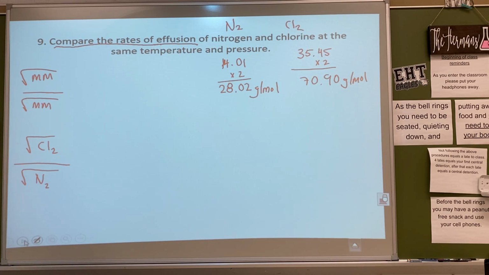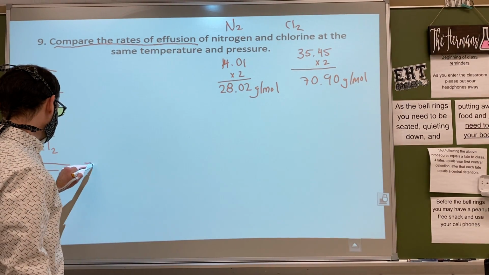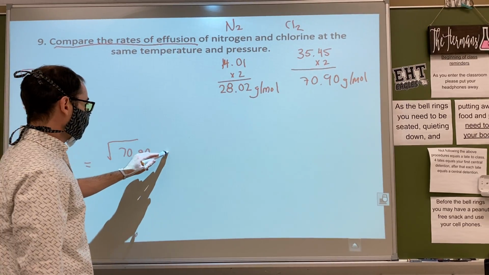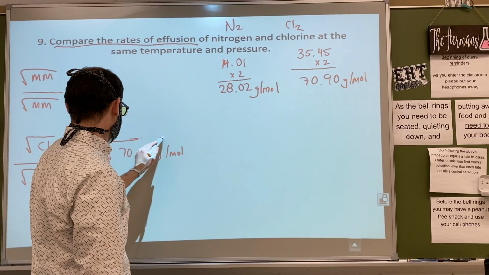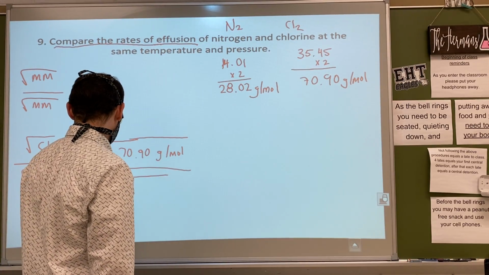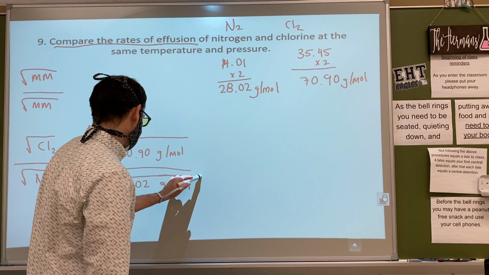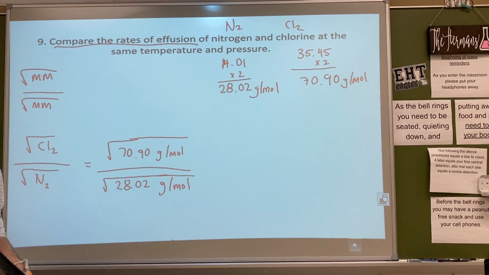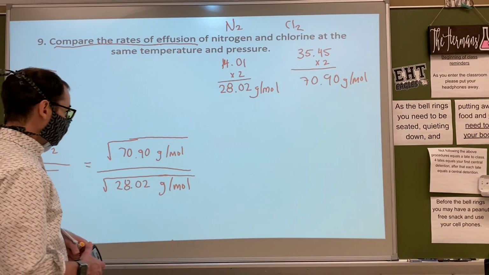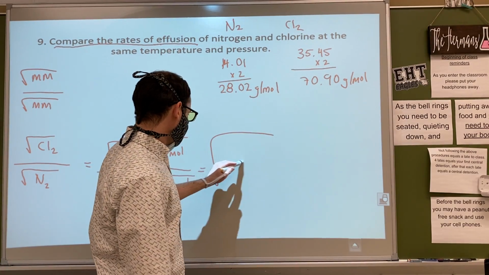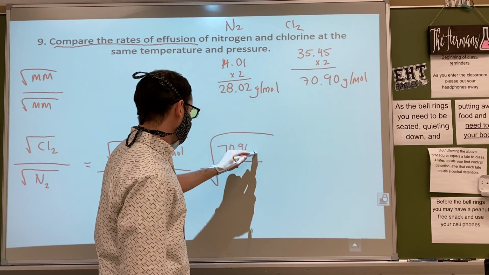All right. Now let's substitute some numbers. So we have this equals the square root of 70.90 grams per mole over 28.02 grams per mole. What do we do next? Schultz? Would you divide the two? Yeah, we could divide the two. What I like to do is put a big square root, put these numbers inside of it, so we can divide them first.